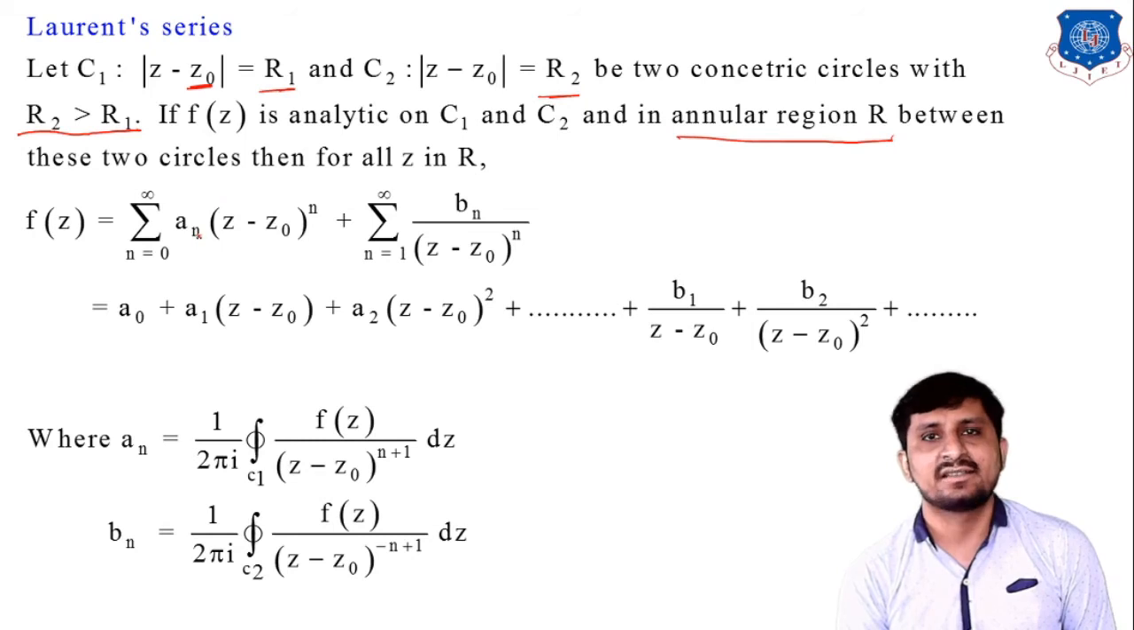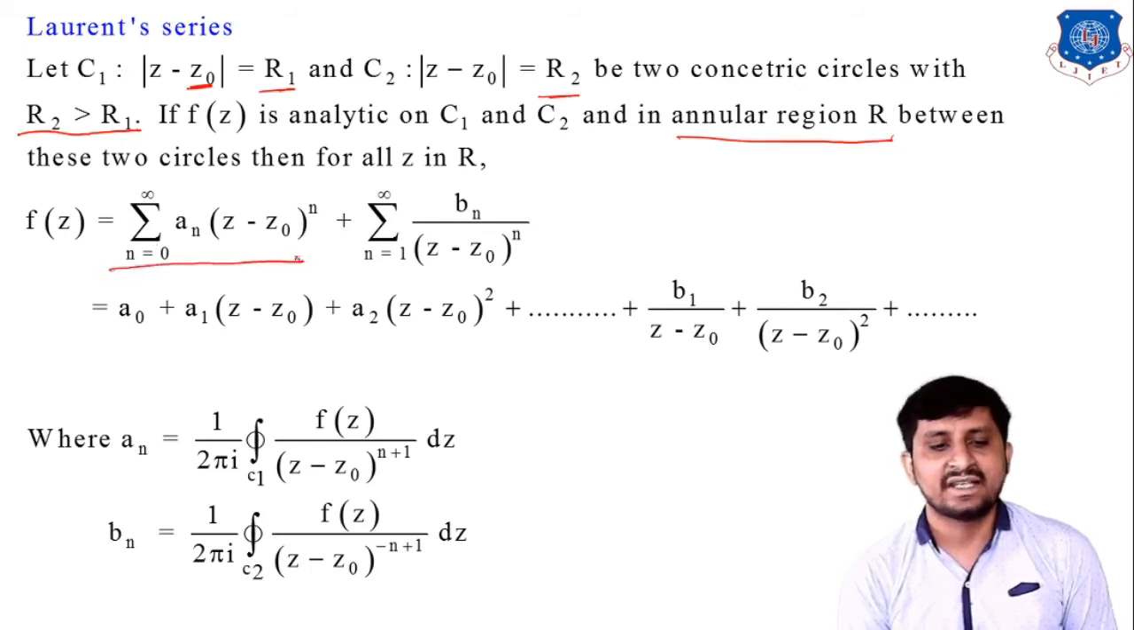So we can express a Laurent series if your function is analytic in the annular region. So f of z can be expressed as summation a n into z minus z0 raised to n, where n is from 0 to infinity, plus summation bn upon z minus z0 raised to n, where n is from 1 to infinity. You can see the formula on your screen. The first summation is a0 plus a1 into z minus z0 plus a2 into z minus z0 square and so on. The second summation is b1 upon z minus z0 plus b2 upon z minus z0 whole square and so on.